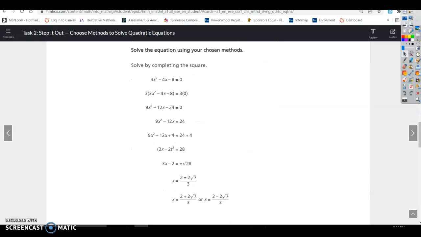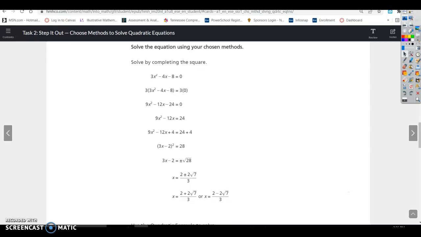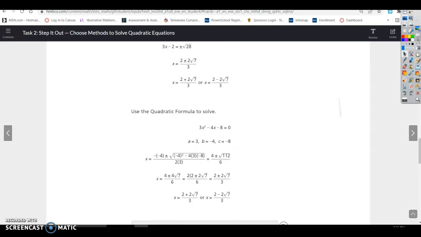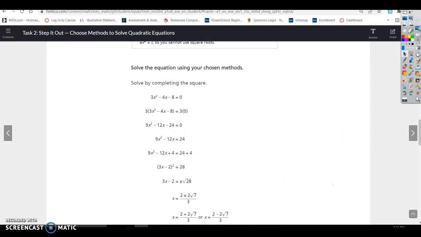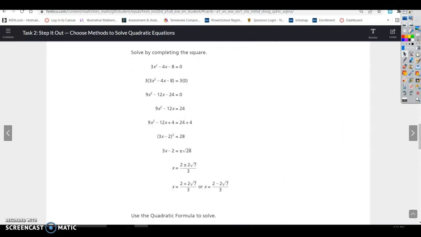All right, so it says solve the equation using your chosen method. So we're going to do completing the square and then quadratic formula. Since we've done both of these in previous lessons, we're just going to go through this very quickly. To complete the square, you have to make the first term a perfect square. So you multiply the whole equation by 3 to get this to be 9x squared, and then you just make sure you distribute that 3 all the way across.